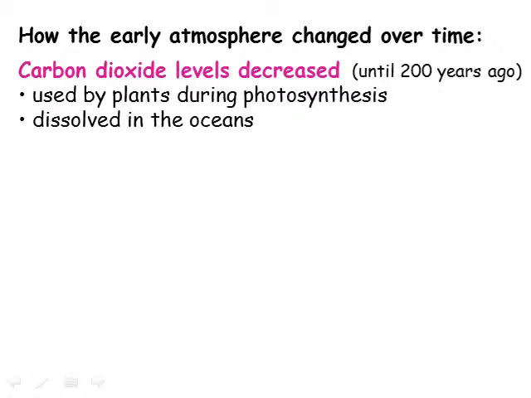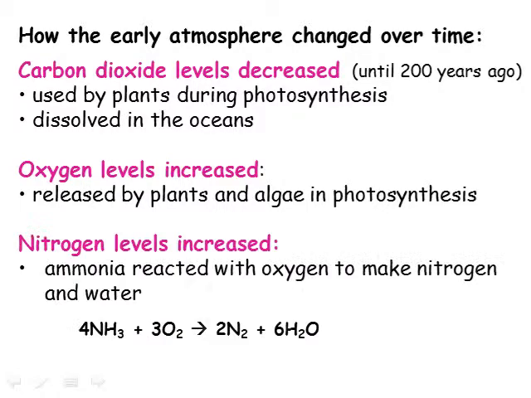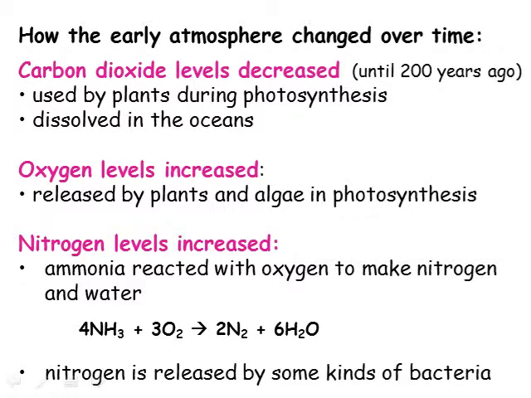As a result of photosynthesis and carbon dioxide dissolving in the water of the oceans, carbon dioxide levels decreased over time to a very low level. Oxygen levels increased as plants and algae released it during photosynthesis, and nitrogen levels also increased. The early atmosphere contained ammonia, but as oxygen levels increased, ammonia and oxygen reacted together to form nitrogen and water. Some types of bacteria also released nitrogen into the atmosphere as they fed and grew.